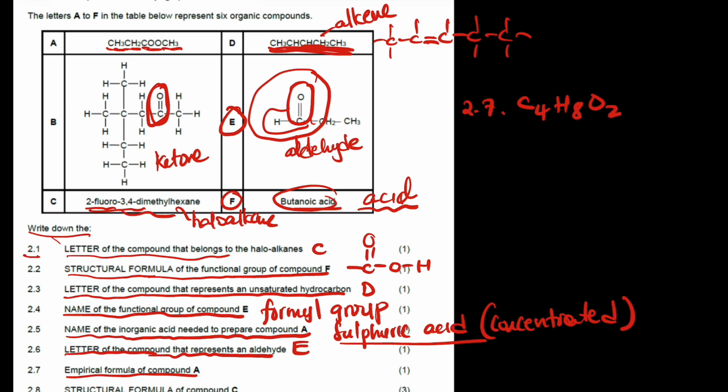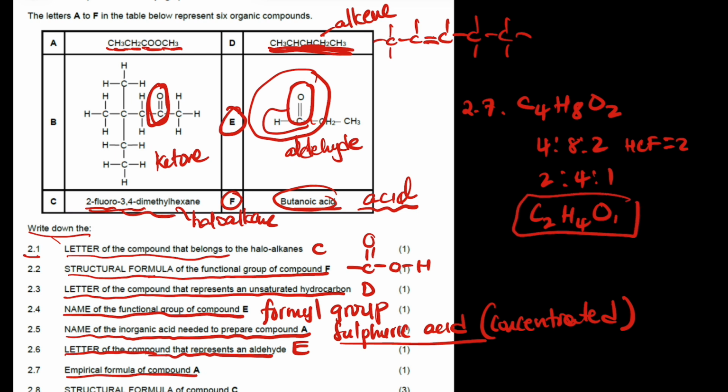So now you have a ratio of 4 to 8 to 2. To simplify that, the highest common factor is 2. So 4 divided by 2 is 2. 8 divided by 2 is 4. And 2 divided by 2 is 1. I hope it makes sense, guys. You simplify the ratio. So you put 2 carbon, 4 hydrogen and 1 oxygen. You don't have to put the 1 there, it's implied. So the answer here is C2H4O. That's the empirical formula for this.